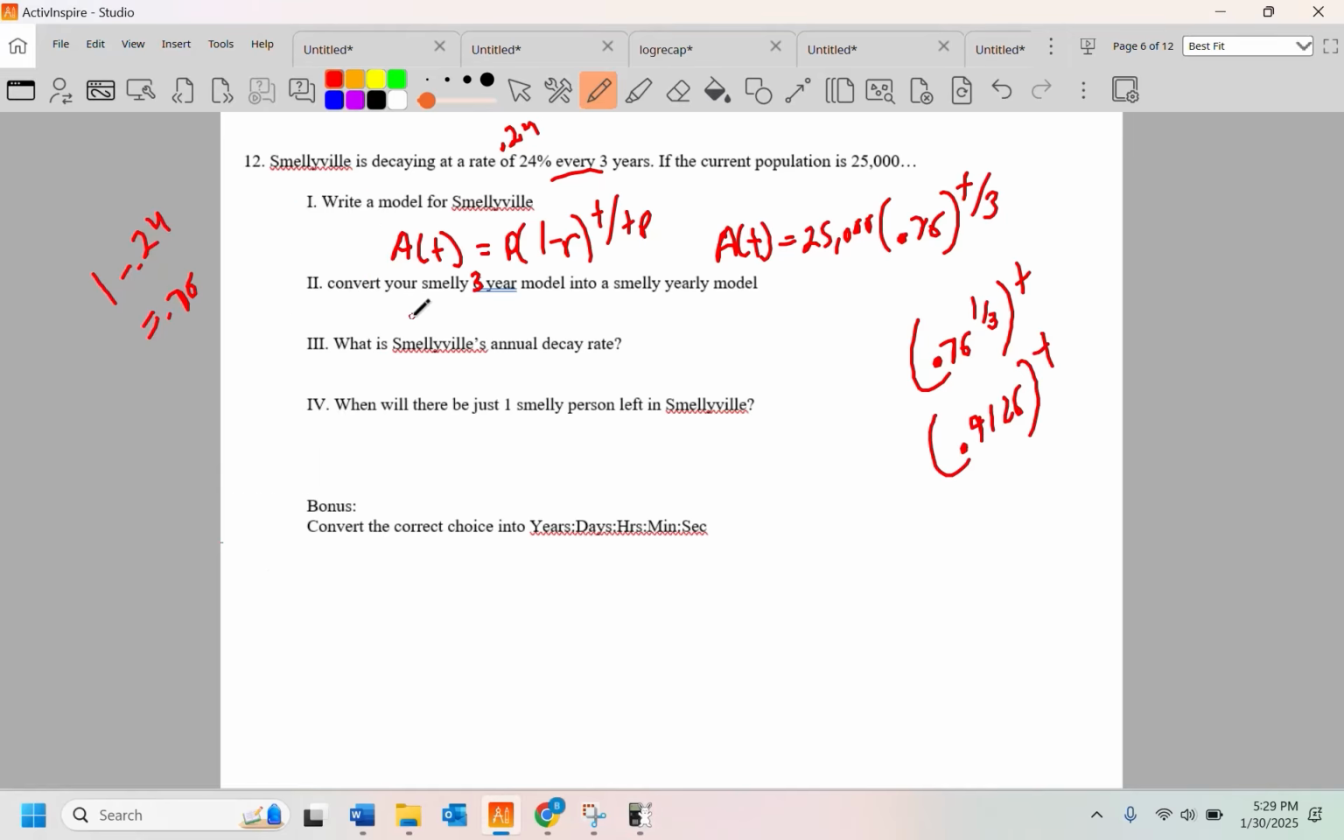And now she is a yearly model. Still smells.